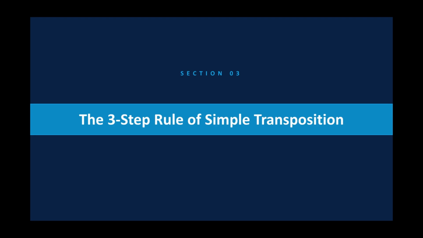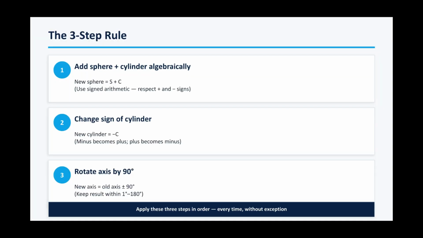So we saw what is simple transposition and what are the uses of simple transposition. Now, how do we go about doing it? It is essentially made up of 3 steps. So what are these 3 steps of simple transposition? The first step involves adding the sphere and the cylinder algebraically.